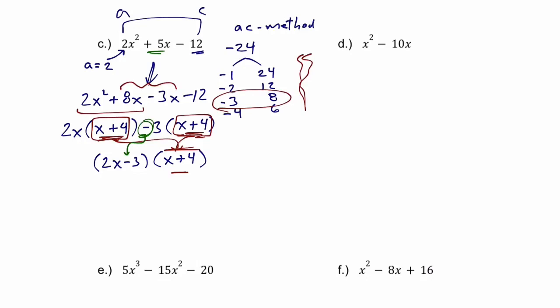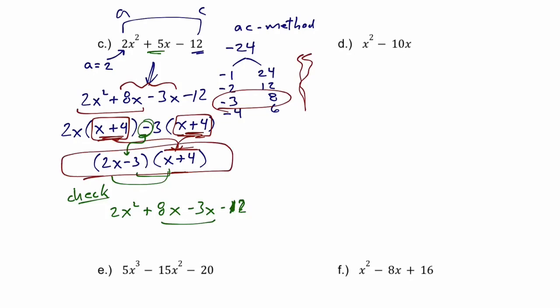Again, with factoring, we can always check by multiplying this back out. If I take 2x times x, I get 2x squared. 2x times 4 is 8x. Negative 3 times x is minus 3x. And negative 3 times 4 is minus 12. And so there we see again, by combining these two terms, I get the original expression with 5x as that middle term. So this is the correct factorization.